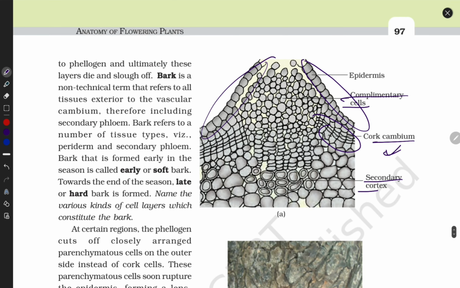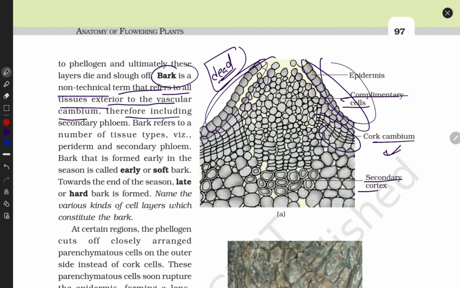Look at here. Bark is non-technical term that refer to all tissue exterior to vascular cambium. Therefore, including means bark is what, guys? These are dead. Dead doesn't mean they are not useful. They are useful, guys. Some bark is soft and some bark is hard. Okay, but they are useful for nature. We can make paper. This is more and more important. They release day by day when plant grow and grow and grow. They release their dead tissue outside, and these dead tissue deposit here, and they give mechanical support to the plant.